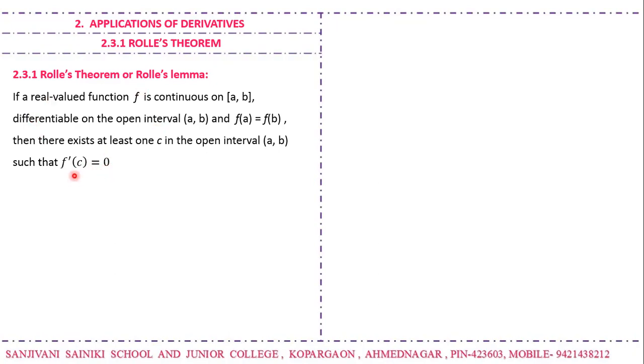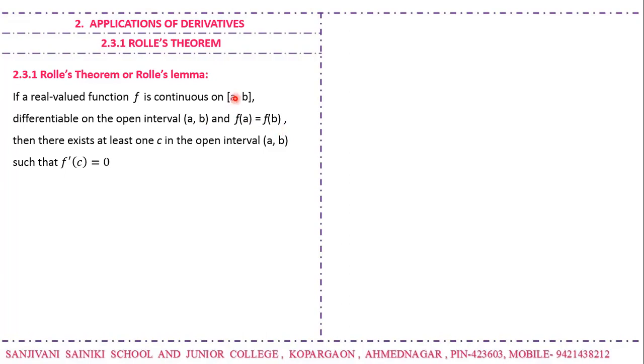Now there are three conditions in this Rolle's theorem. What are those conditions? The given function, a real valued function, must be continuous on the closed interval. This is the first condition. What is the second condition? The function is differentiable on the open interval. This is the second condition. And the third condition is that the value of the function at the end points must be the same.